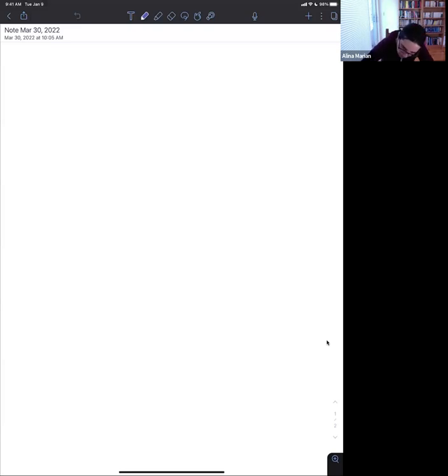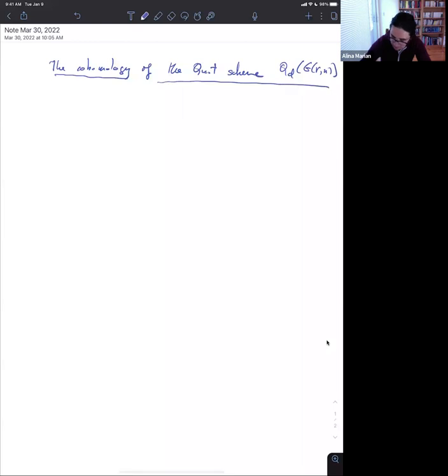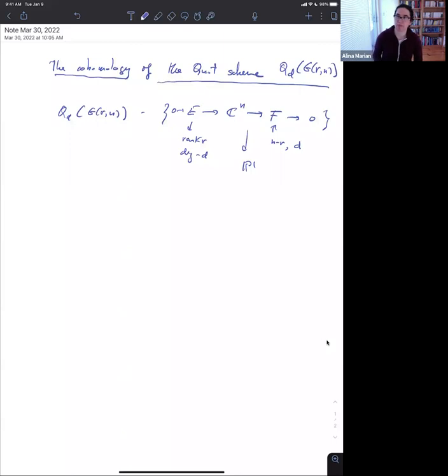Yeah, so I will talk about the cohomology of the quot scheme, which I called last time Q_{d,G,r,n}. So this was the space parametrizing quotients of C^n of rank n minus r in degree d. So then the kernel has rank r in degree minus d. And this is on P1, and I'll point out today when this P1 assumption is or is not necessary.